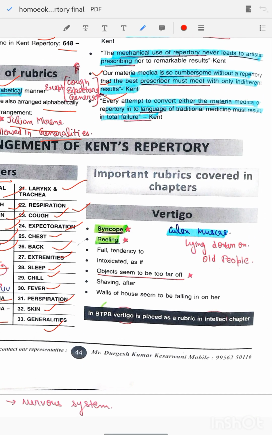Now let us have a go through of important rubrics covered in each chapter. In vertigo, you will find syncope, reeling, fall tendency to, intoxicated as if, object seems too far off, shaving after, wall of house seems to be falling in on her. In BTPP, vertigo is placed in the intellect chapter. It is very important and questions are also asked.